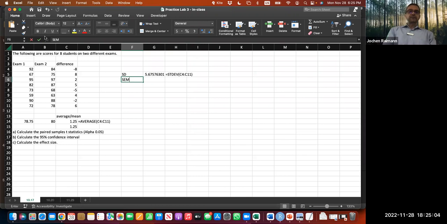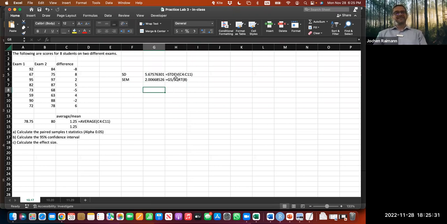The standard error of the mean, we know, is the standard deviation divided by the square root of the sample size, which we know is 8. So that's our standard error of the mean. G5 divided by SQRT 8.